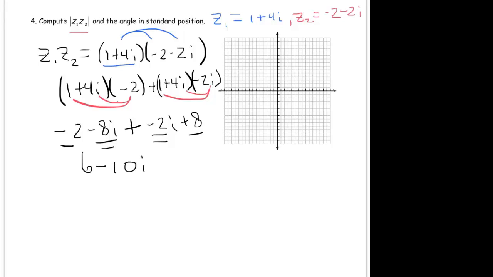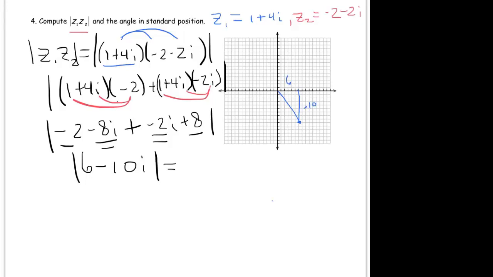So that's not what we wanted, though. We really wanted the absolute value of it. So if I just put absolute value bars around everything here, now what I've got to do is find the length of, or the distance that this complex number is from 0, or the origin rather. So I want to plot it here. So 1, 2, 3, 4, 5, 6, and then down 10. 1, 2, 3, 4, 5, 6, 7, 8, 9, 10. Do the best I can there. So there's 6 and there's minus 10.